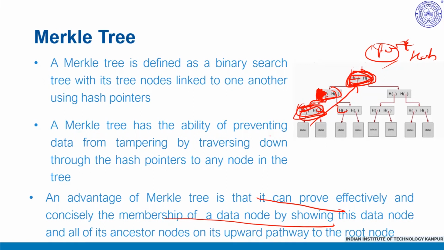By showing this data node and all of its ancestor nodes on its upward pathway to the root node, the membership in a Merkle tree can be easily verified by examining the hashes on the path and checking whether the hash value matches the root. So you can just match the root. Based on any tampering, ultimately the hash pointer at the root node will change, and if it does not match the hash from the originator, you know that there is some tampering.